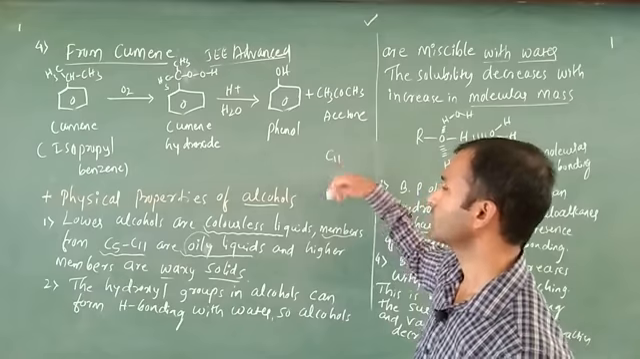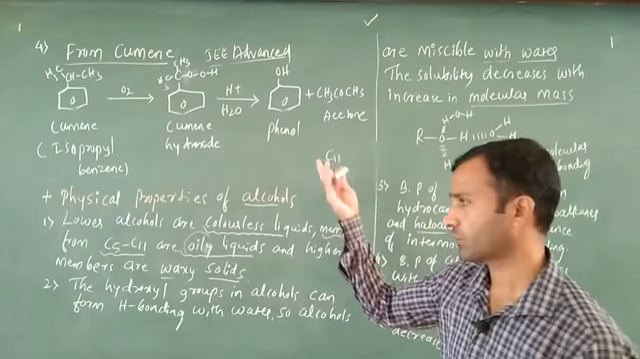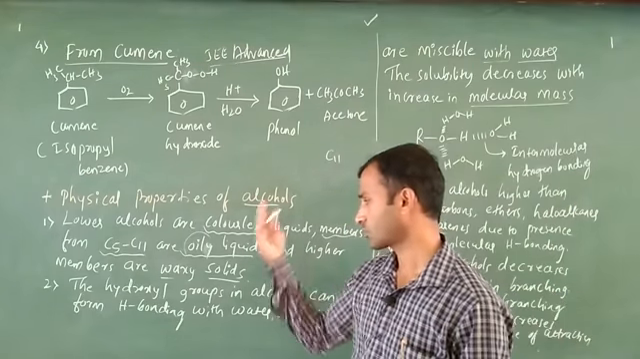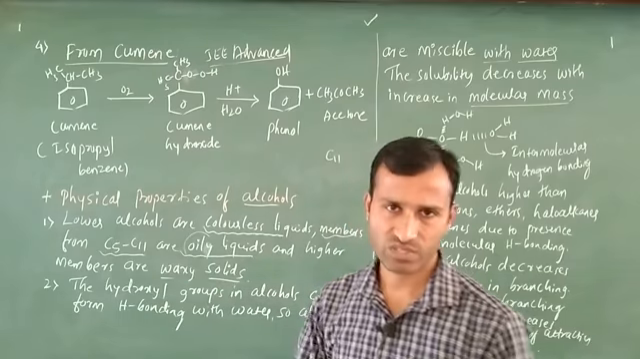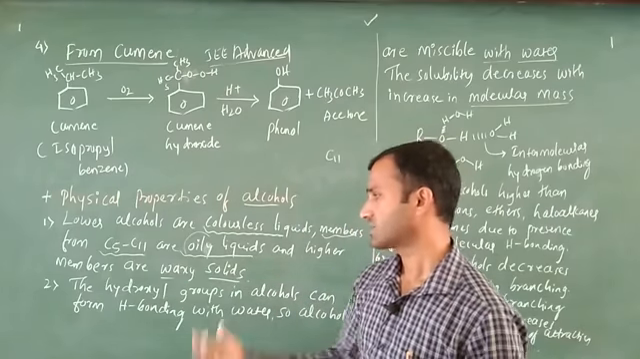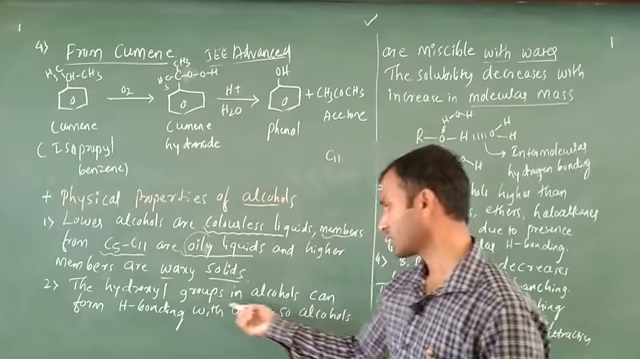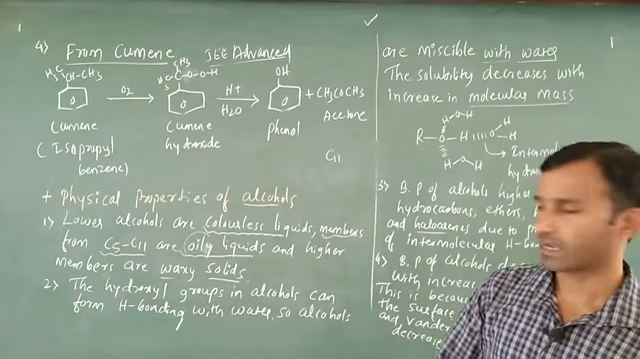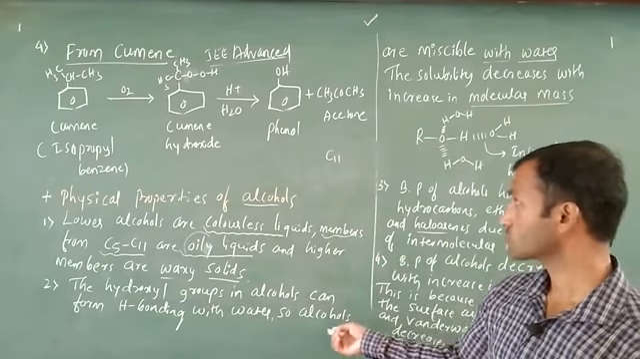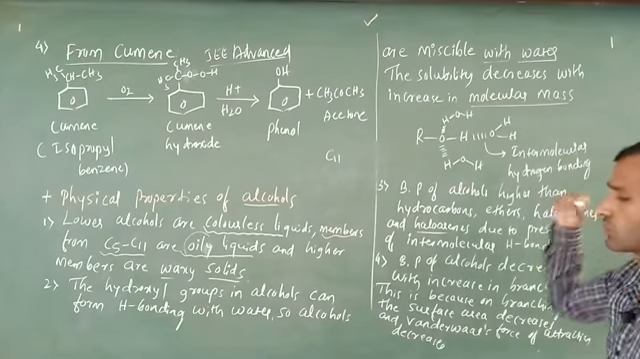Carbon 12 and whatever comes after carbon 12 indicate waxy solids. This is the first one. The second one is that the hydroxyl group in alcohol can form hydrogen bonding with water. So, alcohols are miscible with water.